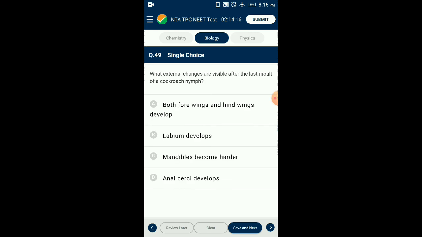Question number 49. External changes are visible after the last molt of cockroach. The fertilized eggs of cockroaches are encased in a capsule called ootheca, which is a dark reddish to blackish brown capsule about 8 millimeters long. So the answer for this question is option A. Both forewings and hindwings develop. That is, the external changes are visible after the last molt of the cockroach nymph.